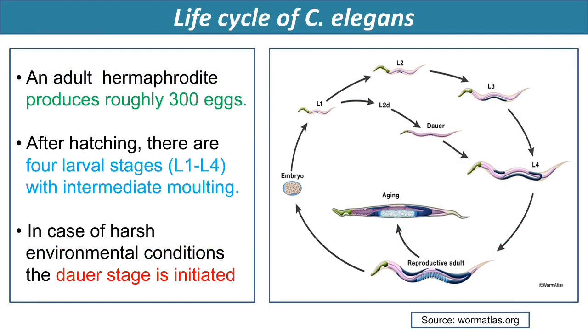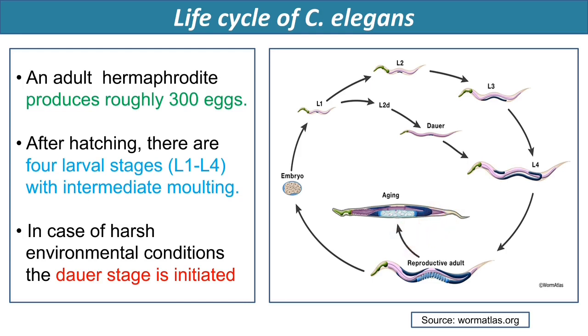Now here we will learn about the life cycle of the organism. An adult hermaphrodite C. elegans produces roughly 300 eggs, and after hatching they pass through 4 larval stages. As we can see in this diagram, the 4 larval stages include L1, L2, L3 and L4. And the L4 larvae finally molt into adults.